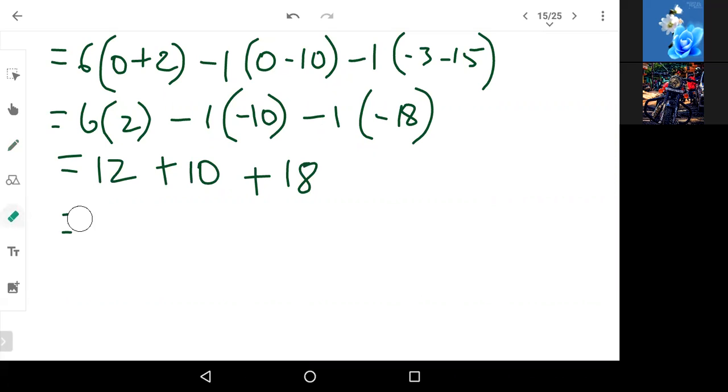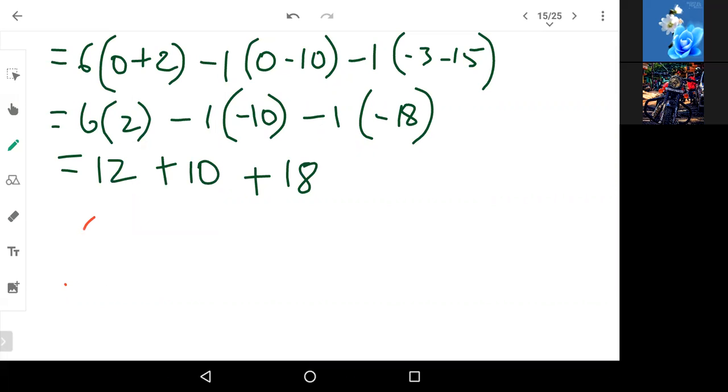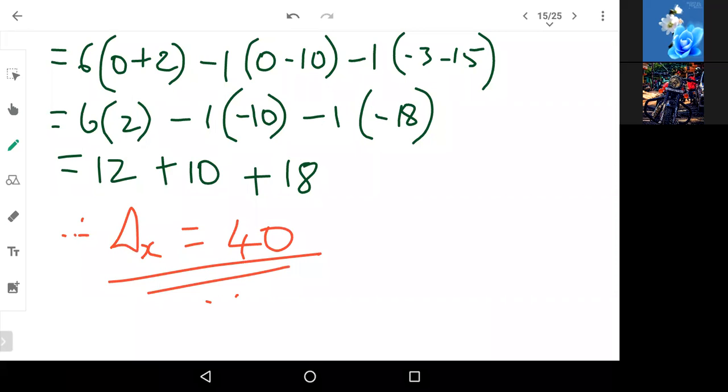So therefore, delta x, okay, wait a second. Therefore, delta x is equal to 40. Very good. Now go on and solve for delta y. Okay, x is equal to 2, correct. Go on and solve for delta y and delta z. Find both the answers and tell me the final value. Now find out delta y.